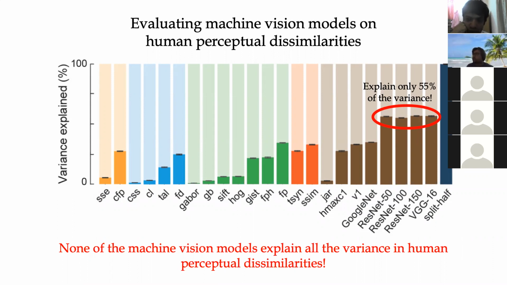And along with that, we also used a model of the primary visual cortex, which is essentially like a Gabor filter bank with some added normalization step and nonlinearity at the end. And these deep neural networks.